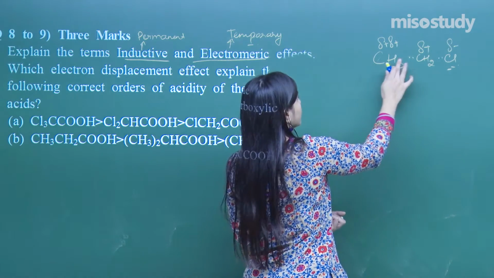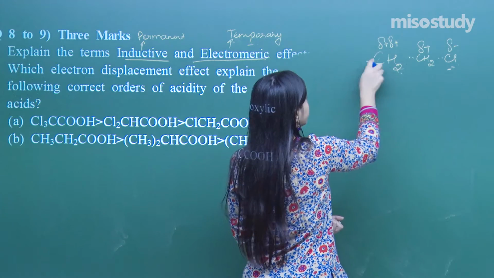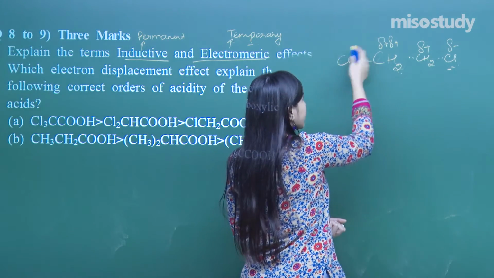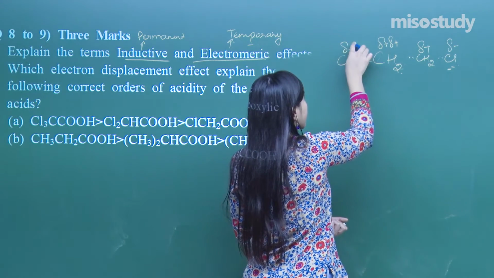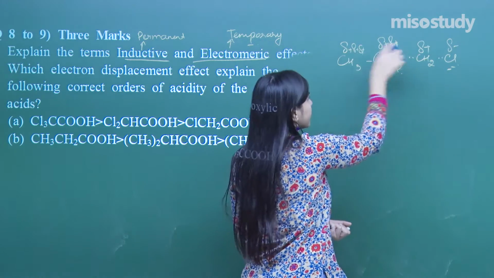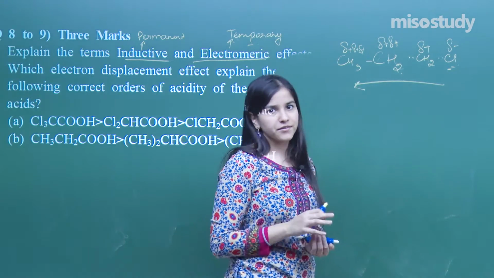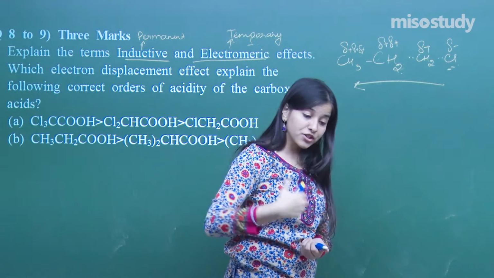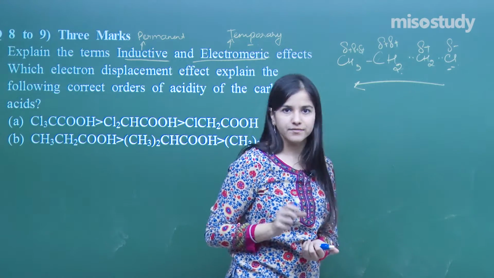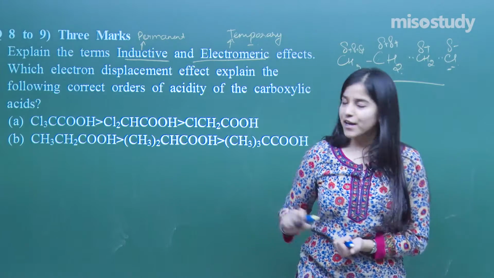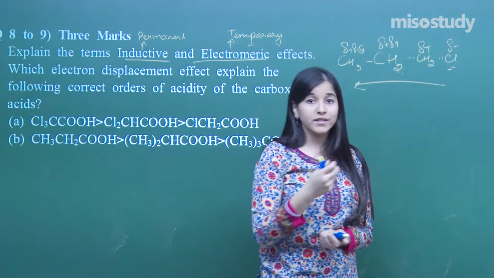And if I move on to the third carbon, again there will be shifting of electrons and development of charge, but very less. So it exists up to the third atom. That is what the inductive effect is: the polarization, the shifting of the electrons within the carbon chain. If I talk about the electromeric effect, what is it?